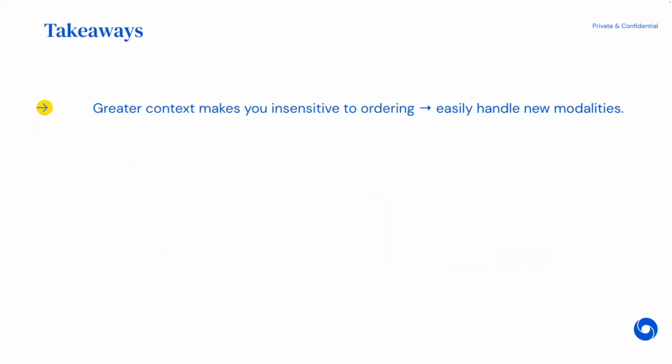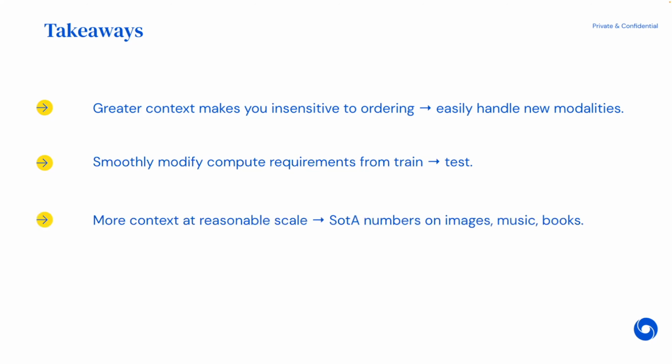To sum up, this line of work, by decoupling the context length from the amount of compute, while still allowing models that can be applied quite generically to many settings, has produced models that are insensitive to the ordering, which allows us to easily handle new modalities coming in. These same properties allow us to smoothly modify the compute requirements between training and testing time, which gives us more flexibility in how we deploy our models. And by using more context at reasonable scale, we're able to produce state-of-the-art results on a number of long-context generation benchmarks, including in images, music, in both symbolic and audio domains, and books.